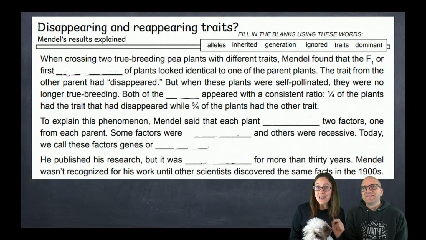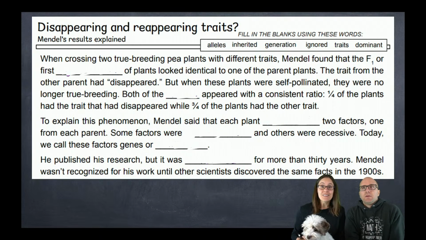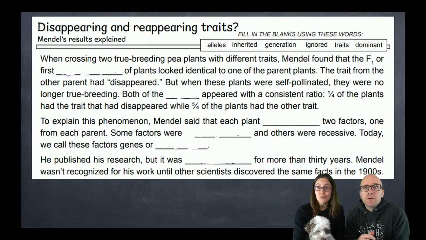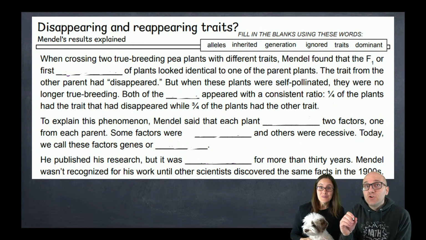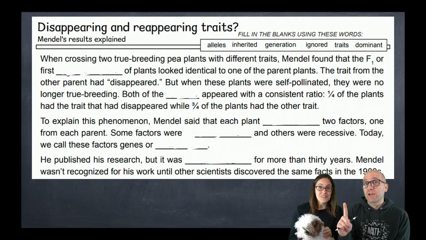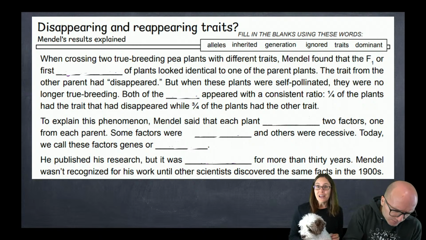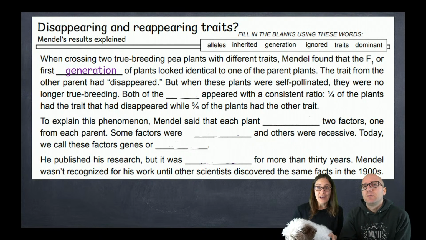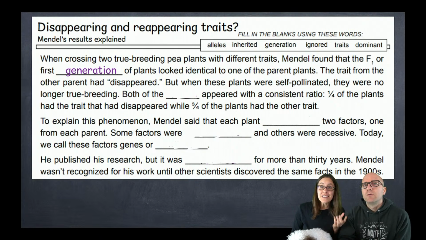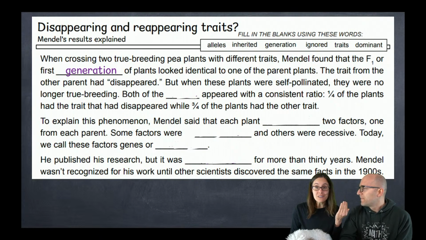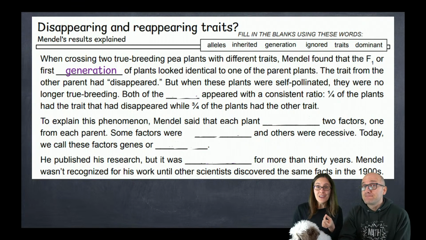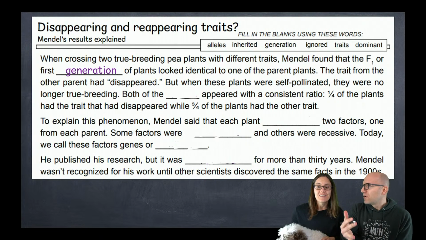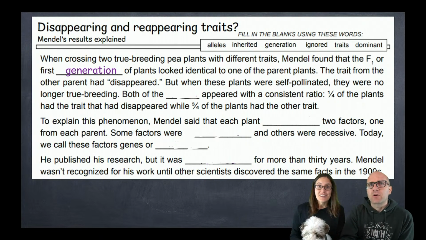Now, if you have page 18 of the notes, if you haven't already filled this out, I hope you'll fill it out as we go along, because this is how we explain Mendel's results. Right, so when crossing two true breeding pea plants with different traits, Mendel found that the F1, or first generation, of plants looked identical to one of the parent plants. The trait from the other parent plant had disappeared. So remember, when he took purple flowers and white flowers and crossed them, all the flowers were purple. The white trait had disappeared. So somehow purple was stronger than white when it came to that cross.